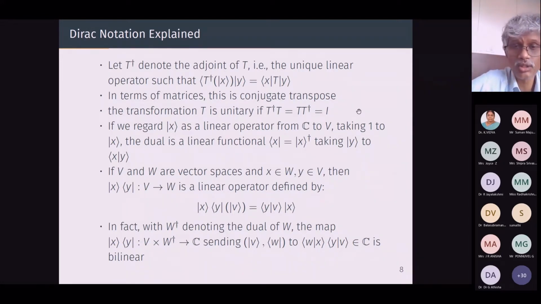Okay. So in fact, this W dagger denotes the dual of W. The map ket of X bra of Y, you can think of it as a bilinear map, mapping from V cross W dagger. I think this notation actually has to be W star, so you can think of it as W star star. In terms of matrices, we can think of the element of this W dagger as this small W dagger, the ket of small W dagger, which sends the pair of vectors, the ket of V and bra of W, to the inner product of W with X times the inner product of Y with V, which is an element of C. You can think of this as a bilinear map. Okay.